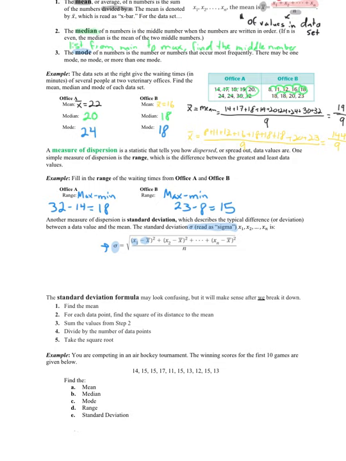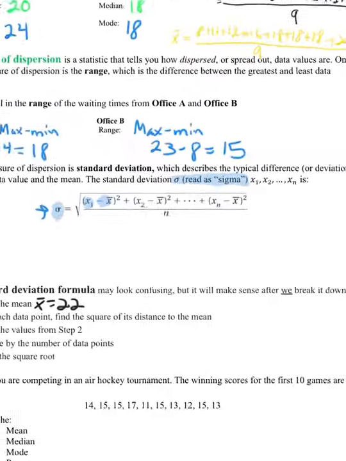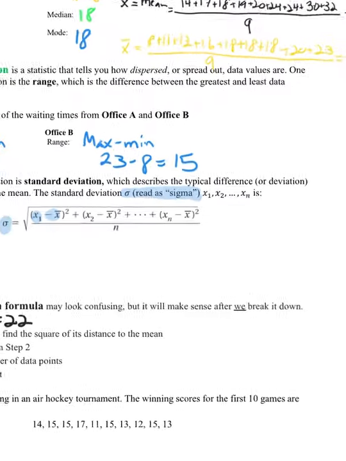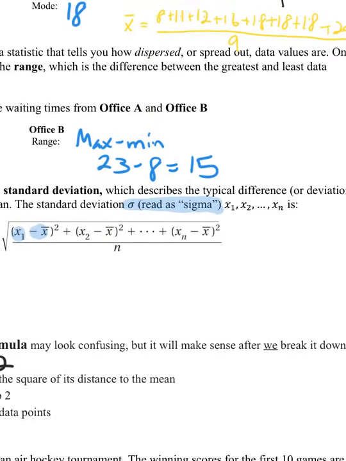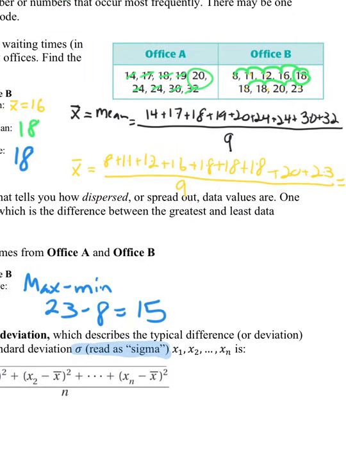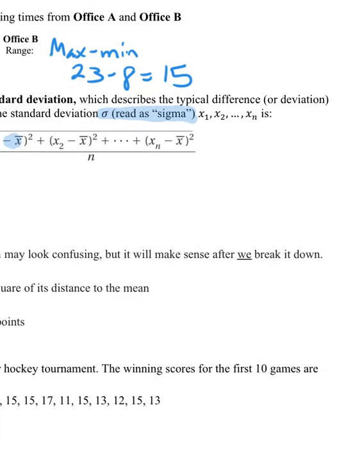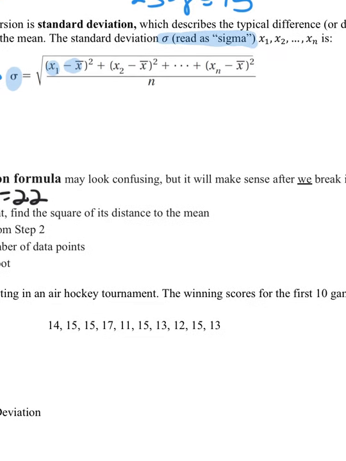So in order to use standard deviation, we're going to break it down into 5 steps. First step, we need to find the mean. So let's use Office A. We already did that. The mean was 22. Now for each data point, we want to find the square of its distance to the mean. Our data set from Office A had 14, 17, 18, 19, 20. So we're going to write that down first. So here's our data set: 14, 17, 18, 19, 20. There were two 24s.